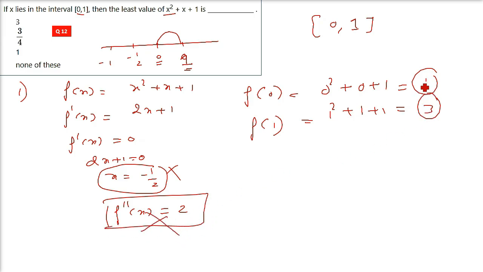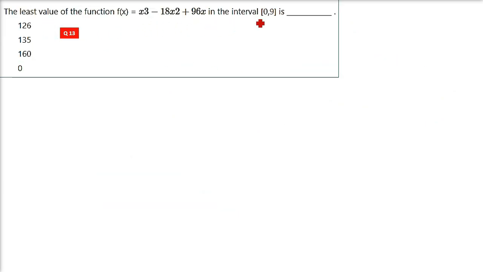It's 1. Even if you double differentiate this, you are going to get 2. 2 is positive, so positive means you are going to get a minimum value. And minimum value at what value? x equals minus half, but x equals minus half is not in the interval. So you can check only at 0 and 1, and f(0) will give you 1. The least value of the function in the interval 0 to 1 is 1.